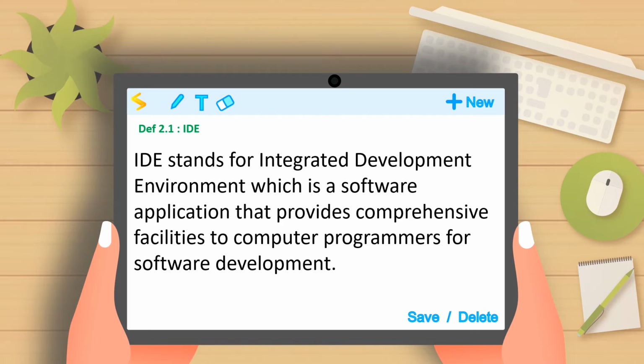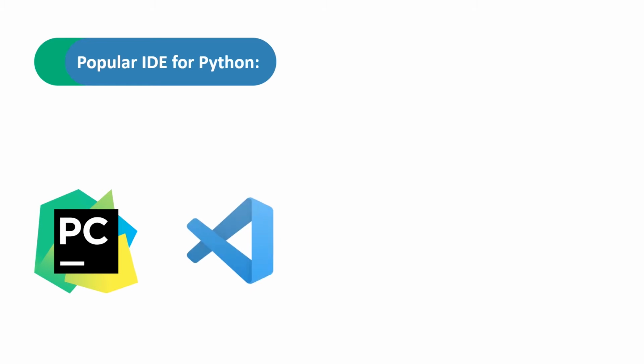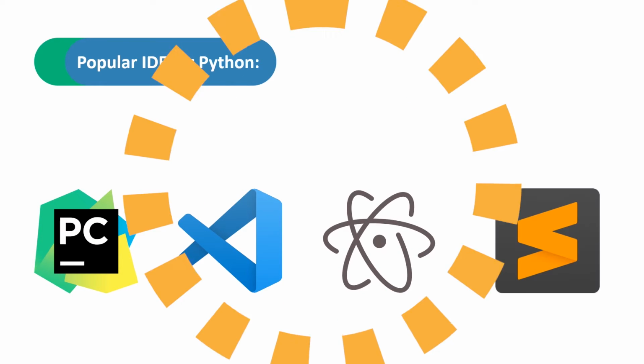An IDE stands for Integrated Development Environment, which is a software application that provides comprehensive facilities to computer programmers for software development. So don't confuse, it is basically a code editor with some features like auto code completion and debugging. Some of the popular IDE for Python programming are PyCharm, VS Code, Atom, and Sublime.